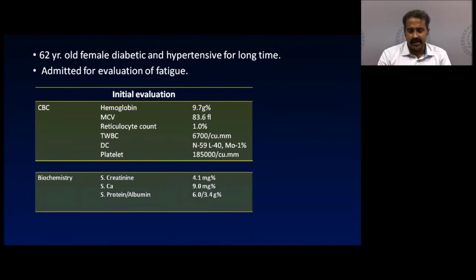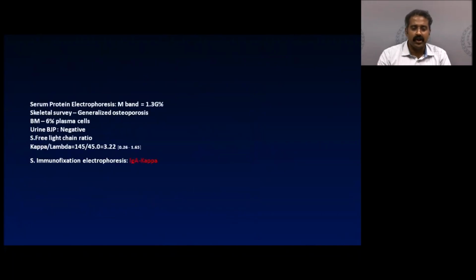Biochemistry was asked. This patient has a creatinine of 4.1, calcium of 9, and protein of 6. So this patient has anemia and renal failure. At this point, we need to look at all the other myeloma workup. The M-band is 1.3. Skeletal survey shows generalized osteoporosis. There are no lytic lesions.